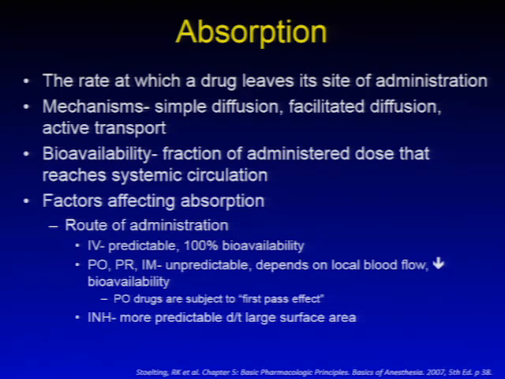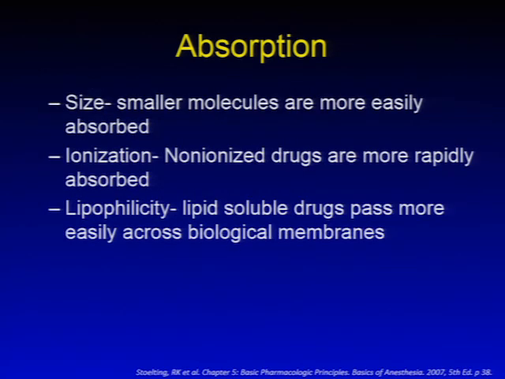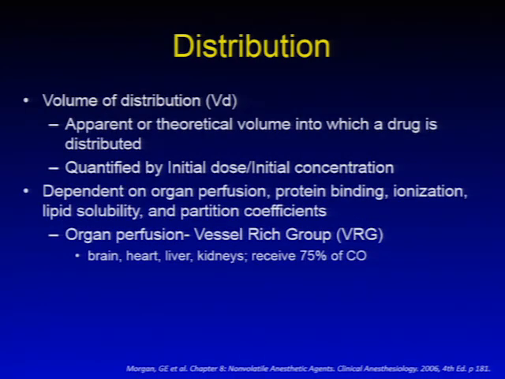Finally, we have inhalationally administered drugs. The absorption of these drugs is slightly more predictable because of the large surface area of the alveolar capillary unit. However, it's not quite as predictable and it doesn't have quite 100% bioavailability when compared to intravenously administered drugs. Other things that affect absorption are size, ionization, and lipophilicity. So smaller molecules, non-ionized drugs, and lipid-soluble drugs are much more easily and more rapidly absorbed as opposed to larger, ionized or hydrophilic drugs. Now we'll talk about distribution.